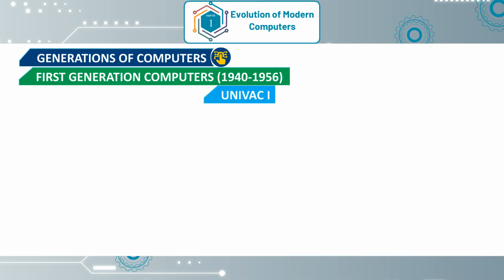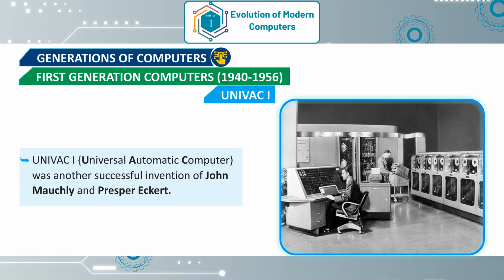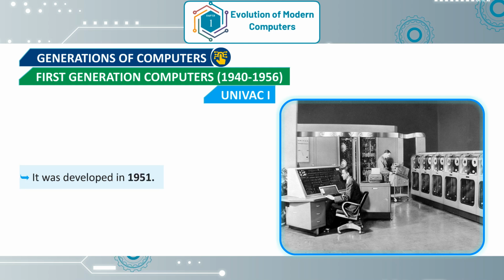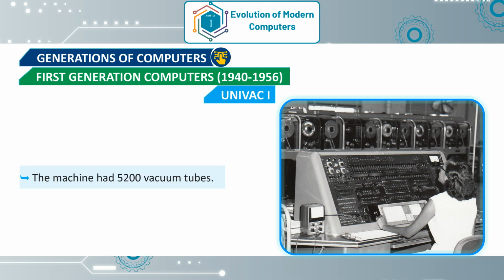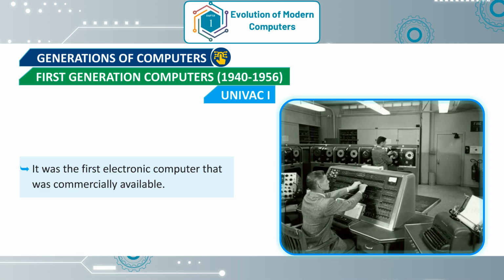UNIVAC. Universal Automatic Computer was another successful invention of John Mauchly and Presper Eckert. It was developed in 1951. UNIVAC was the first computer capable of handling both numeric and textual data. The machine had 5,200 vacuum tubes. It was the first electronic computer that was commercially available.